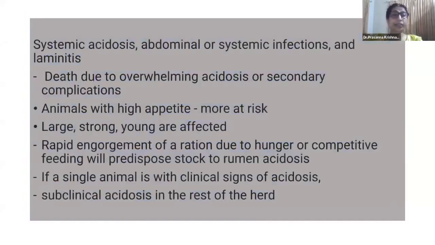Now there is a stage of systemic acidosis when there is abdominal or systemic infection, and that can lead to a number of other problems like laminitis. Because when there is acidosis, the peripheral perfusion will be damaged.